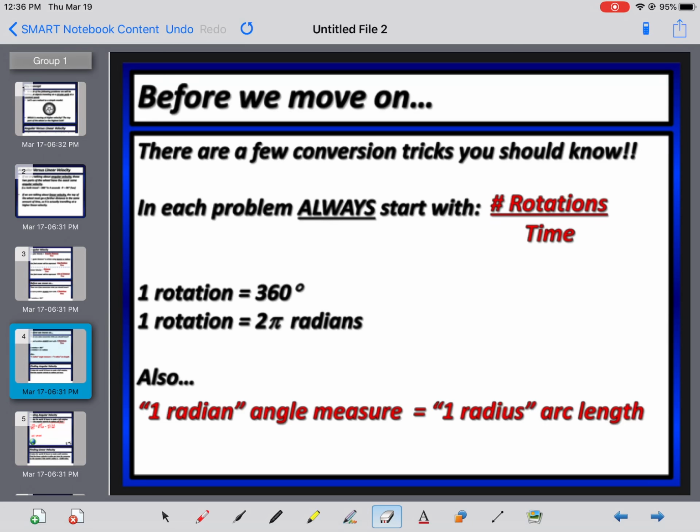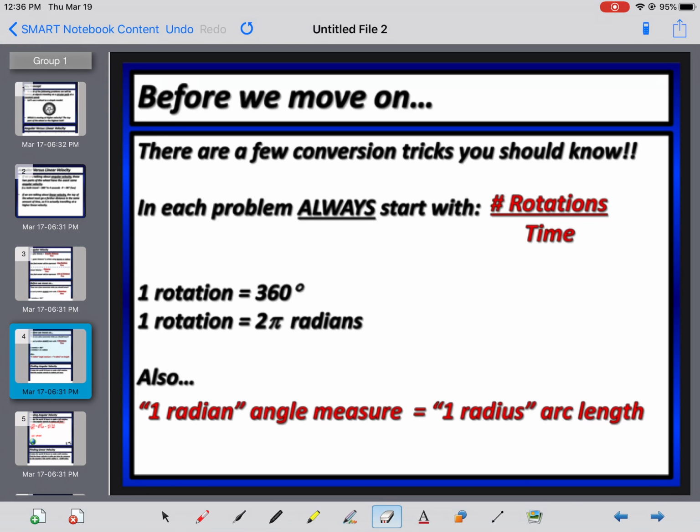So in order to do this, we're first going to need a starting point. We're always going to start our problem with a number of rotations over an amount of time. Hopefully that's going to be given to us in the problem. And then we're going to have to use equivalent measurements to change our units. That is the point of linear and angular velocity here. Your problem starts in one set of units and you want to convert it into whatever the problem is asking for, a different set of units.